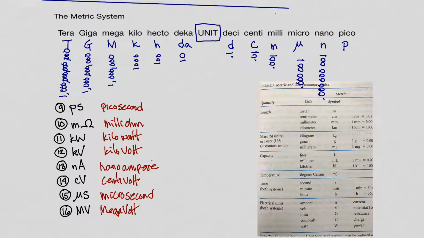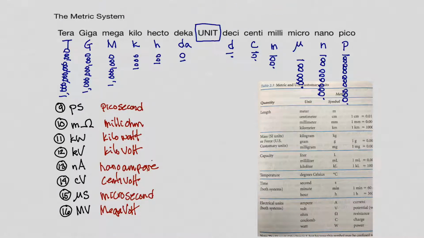And then this pico down here at the very right, that's going to be 11 zeros, 1, 2, 3, 1, 2, 3, 1, 2, 3, 1, 2, and a 1.